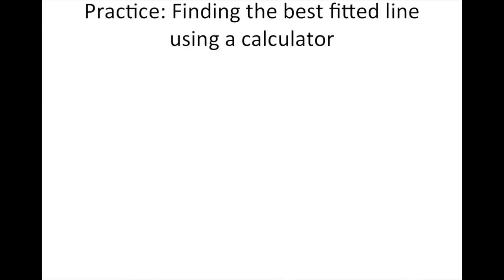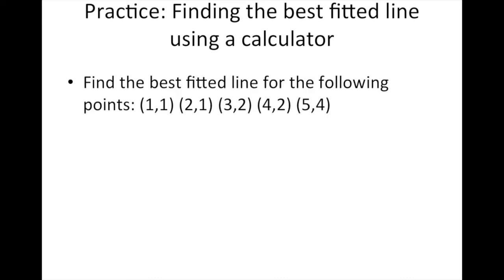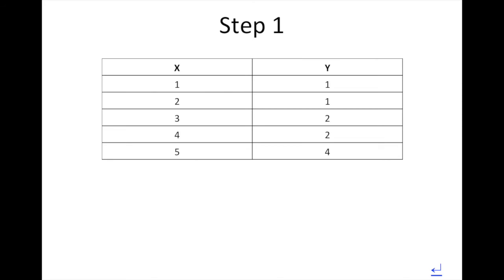So here's another practice question, but this time we're going to find the best fitted line using a calculator. Find the best fitted line for the following points: (1, 1), (2, 1), (3, 2), (4, 2), and (5, 4). Step 1. Plot in x and y. So x is 1, 2, 3, 4, and 5, and the corresponding y is 1, 1, 2, 2, and 4.